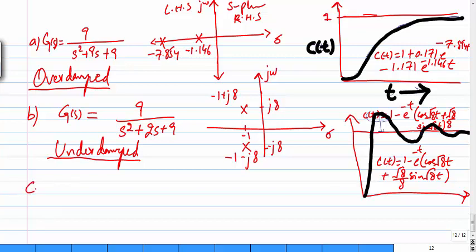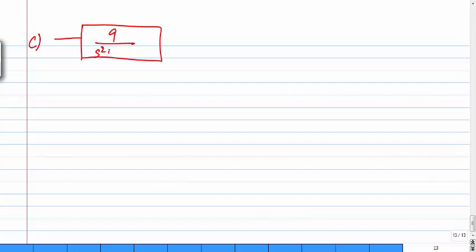Now if we look at the third one, we will move to the next page. We have very little space here. So on the next page we look at the third response. We have this transfer function: 9 divided by s square plus 9. This is your G of s, and R of s is the step input and C of s is your output.